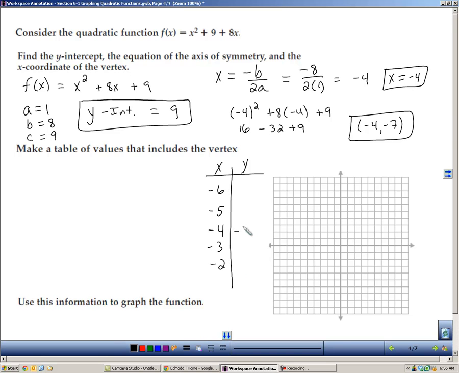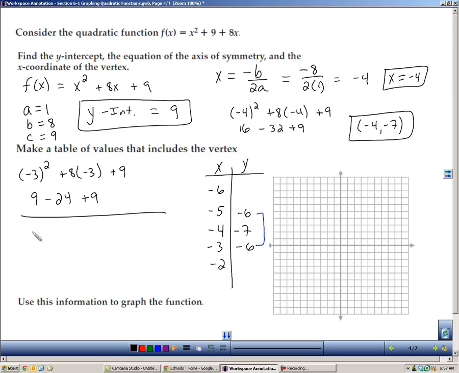Now I know the vertex is negative 4, negative 7. I'm going to try negative 3 now. So I'm going to plug negative 3 into my original quadratic function. This will be 9 minus 24 plus 9, and that's going to give me negative 6. So I have an ordered pair, negative 3, negative 6. Now because we know that a parabola is symmetrical, it's the same on the left and on the right, I know that there has to be a point on the other side of the vertex that also has a negative 6. So I don't have to do any work for negative 5. I know that this has to be negative 5, negative 6.